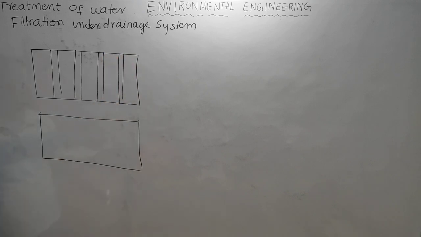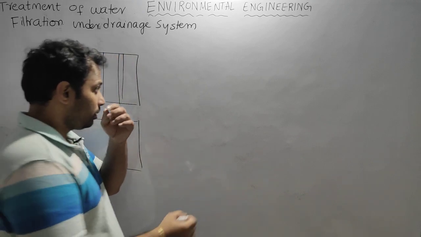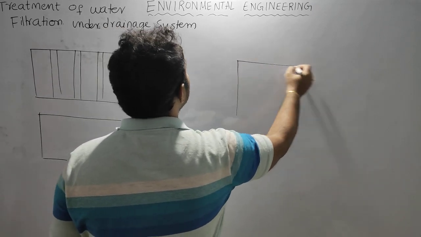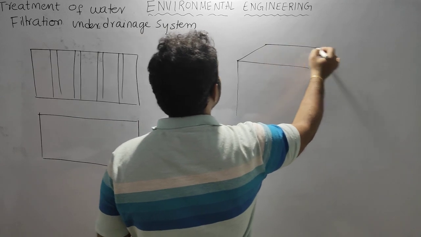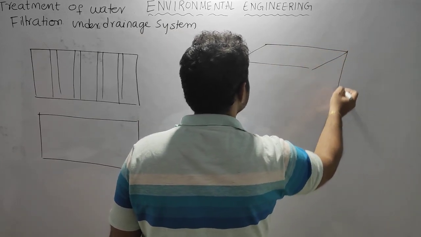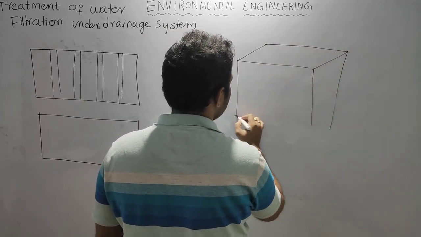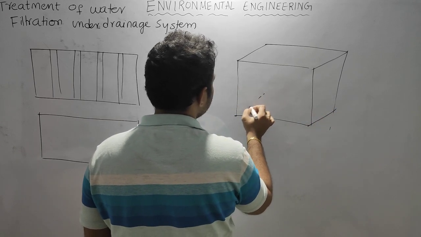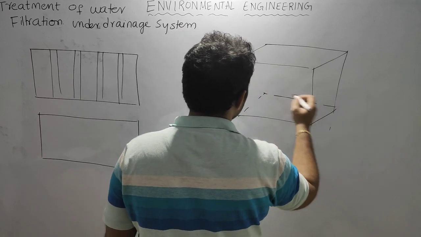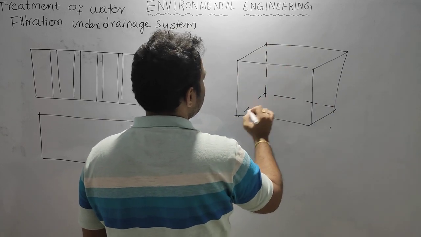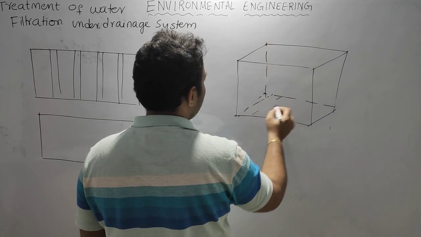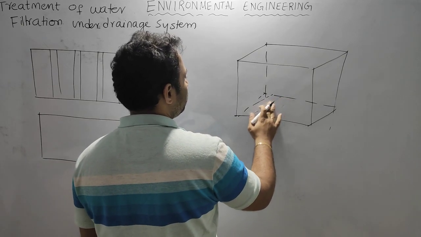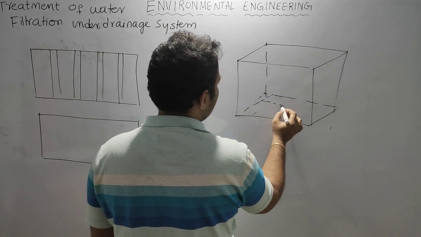If this is a filter, if you look at the filter like this, this is the bottom plan area, whatever I am telling. In this bottom plan area, there will be an arrangement like this.